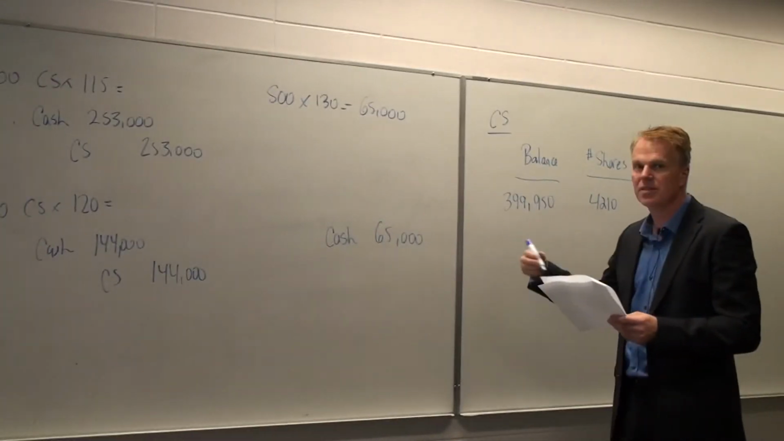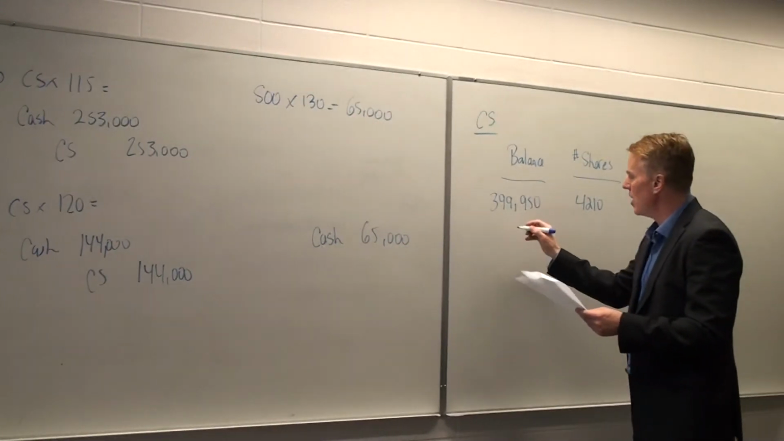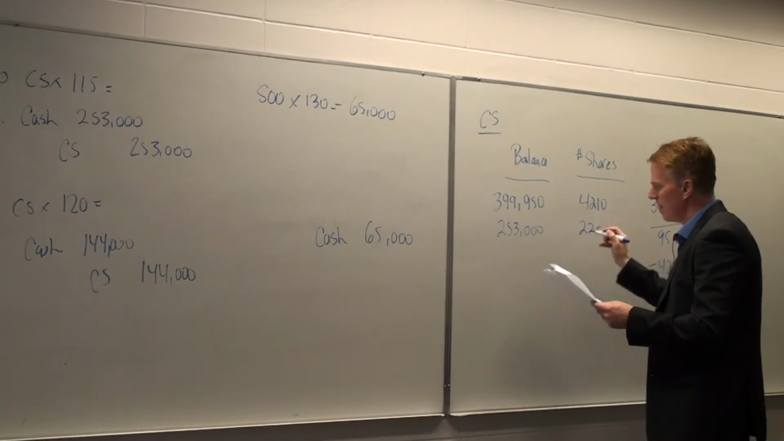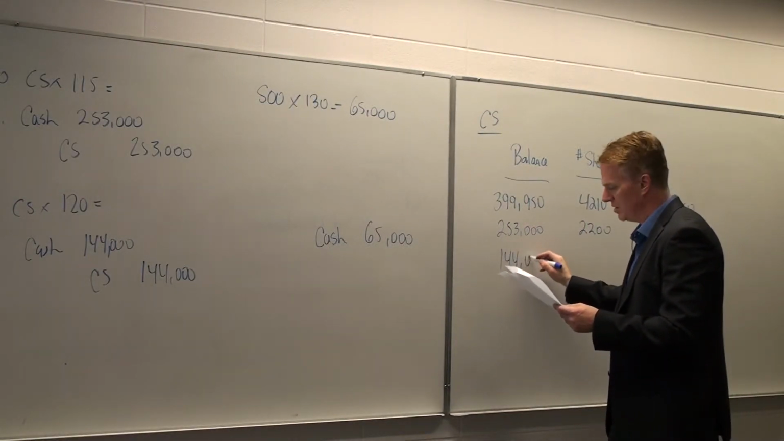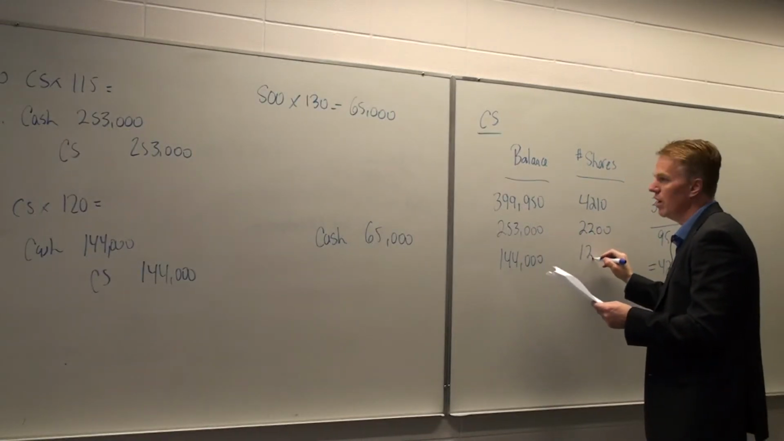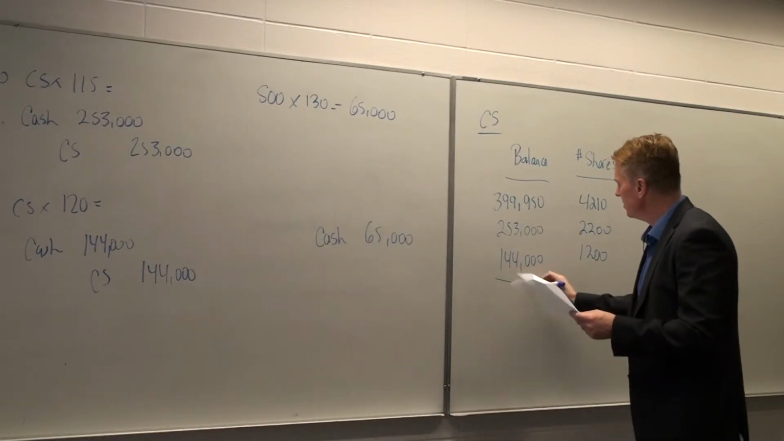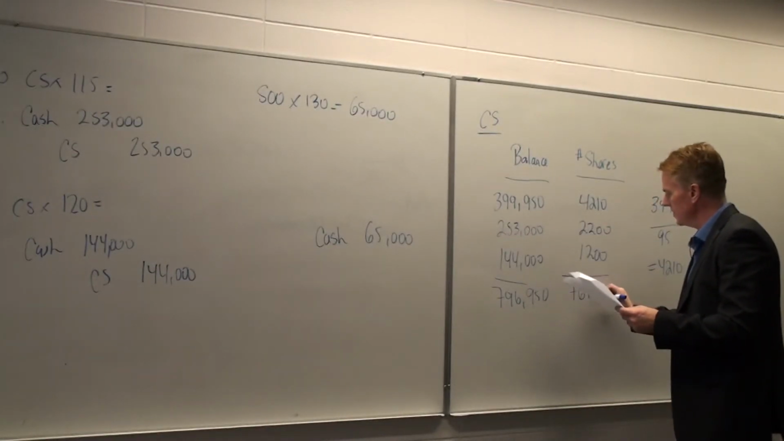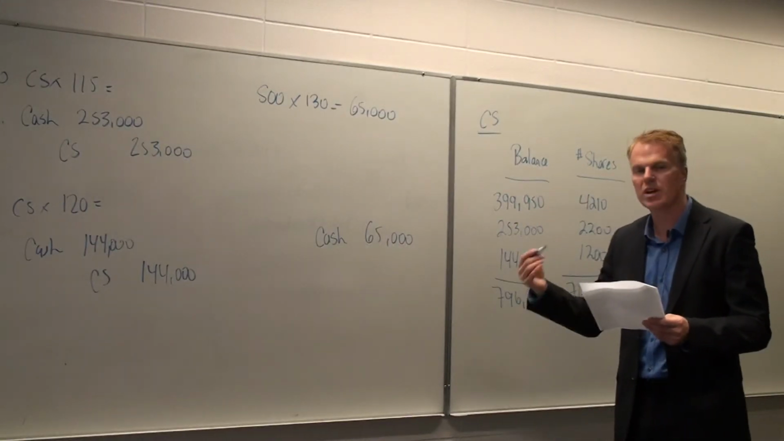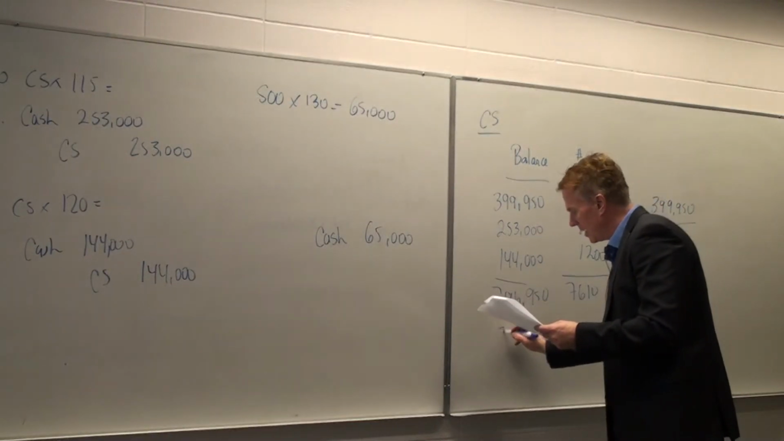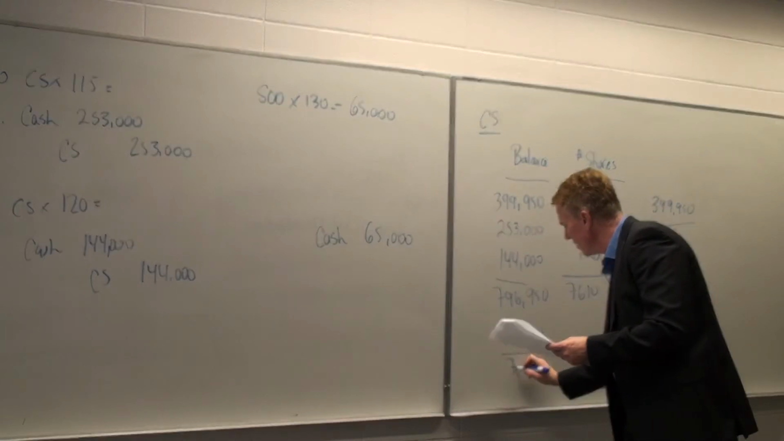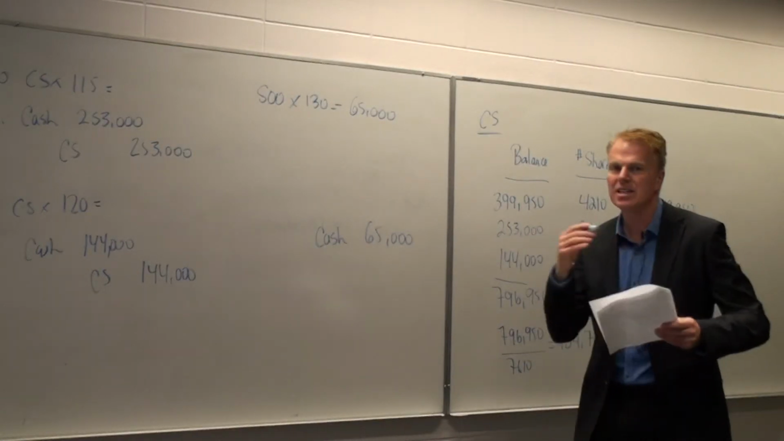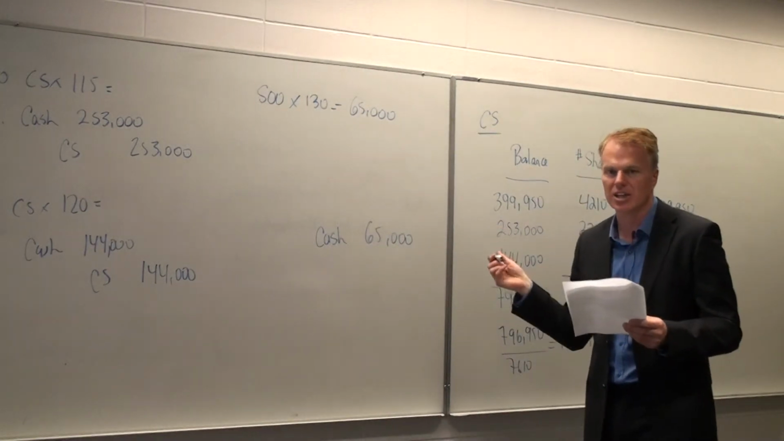Now what we have to do is take into consideration the next two transactions that we looked at. We have to take a look at that we issued 253,000 worth of shares, and we issued 2,200. We issued 144,000 worth of common shares, and that was 1,200. And take the total: 796,950, and 7,610. Once we have this information, we can figure out our average price. So 796,950 over 7,610 equals 104.7240. And as I say in class many times, always go to 4 decimals in calculations like this.